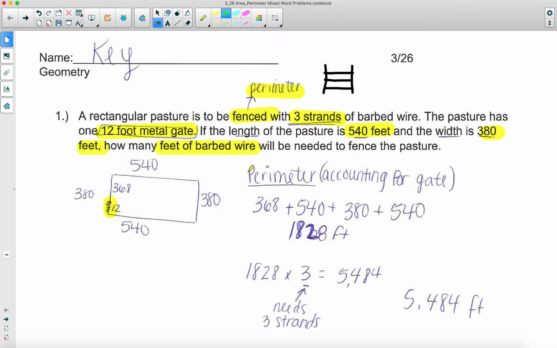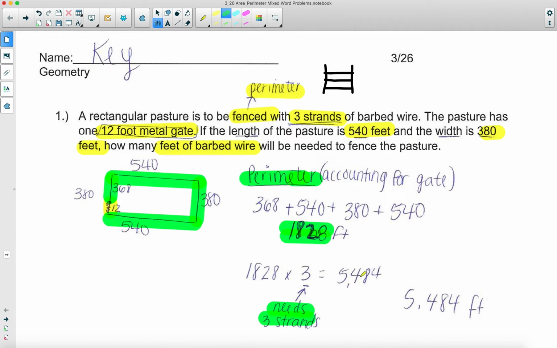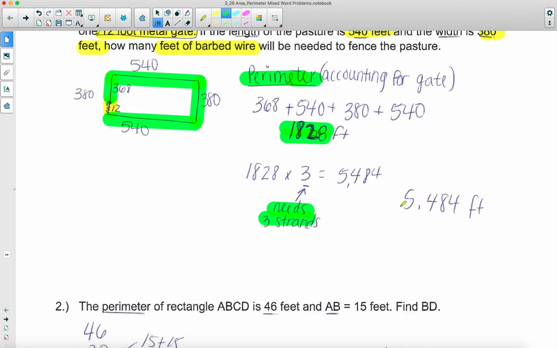So now what I know is my perimeter, accounting for the gate, is going to be 368 plus 540 plus 380 plus the other length of 540. That's where I get this, and that gives me a total of 1,828 feet. Now that's just having 1 strand of barbed wire. We need 3. Since we need 3 strands, I multiply it by 3 to give me a total of 5,484 feet. Because it's perimeter, our units are feet.